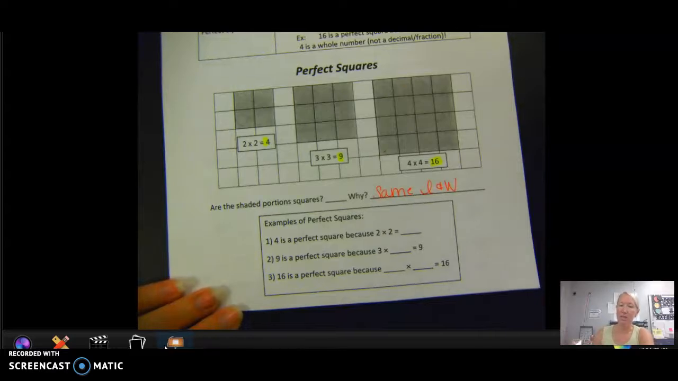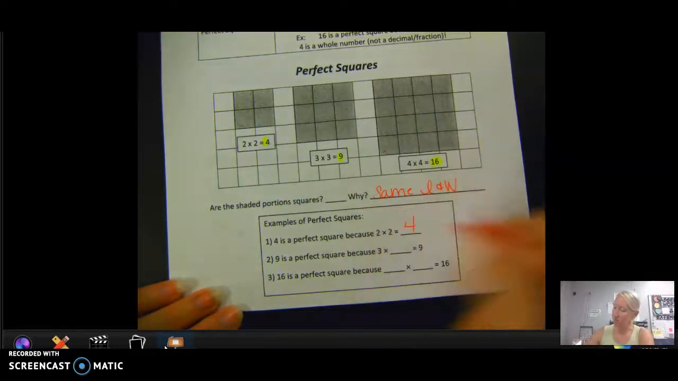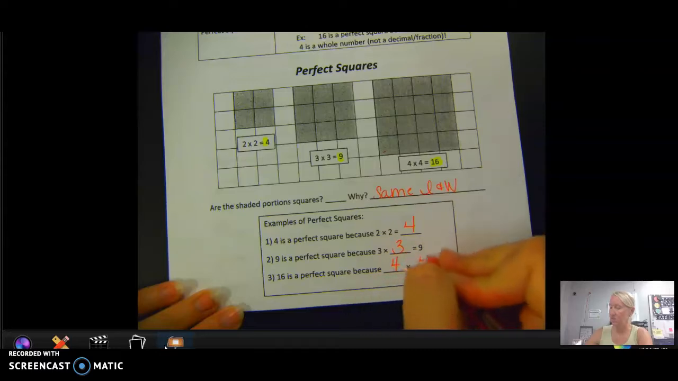4 is a perfect square because 2 times 2 equals 4. 9 is a perfect square because 3 times 3 equals 9. 16 is a perfect square because 4 times 4 equals 16.